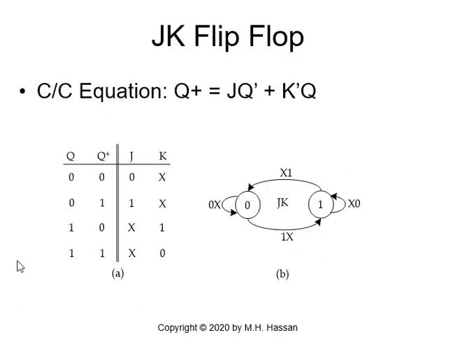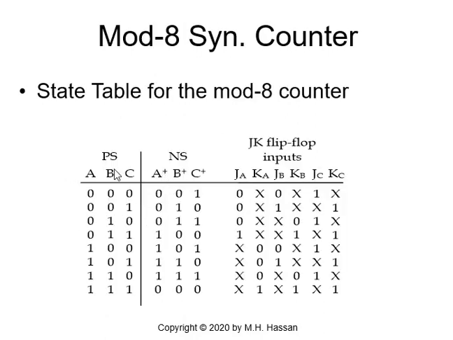1 to 0, we have don't care, 1. So JA will be don't care and KA will be 1. We do the same thing for B and B plus to obtain JB and KB, and we do the same thing with C and C plus to obtain JC and KC, and we tabulate the table in front of us. Now, once we have JA, KA, JB, KB, JC, KC, we need to determine the Boolean or the switching function of each value so we can implement it in hardware.